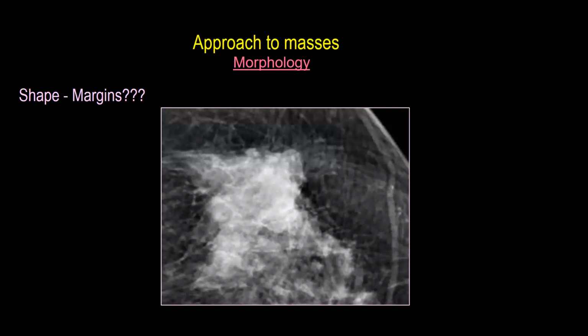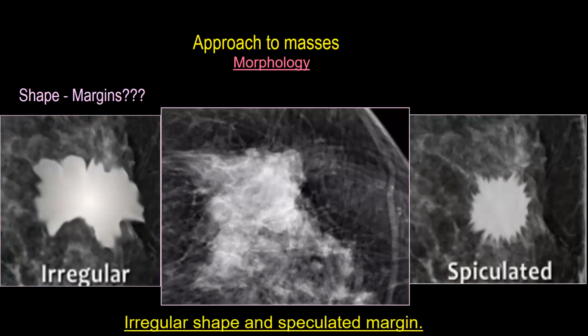And this one, shape and margin. Also irregular shape. The margin is indistinct. Combined, you can say spiculated. Both are irregular. Why do we say spiculated? Because usually we take the worst, the most suspicious descriptor, and we use it.